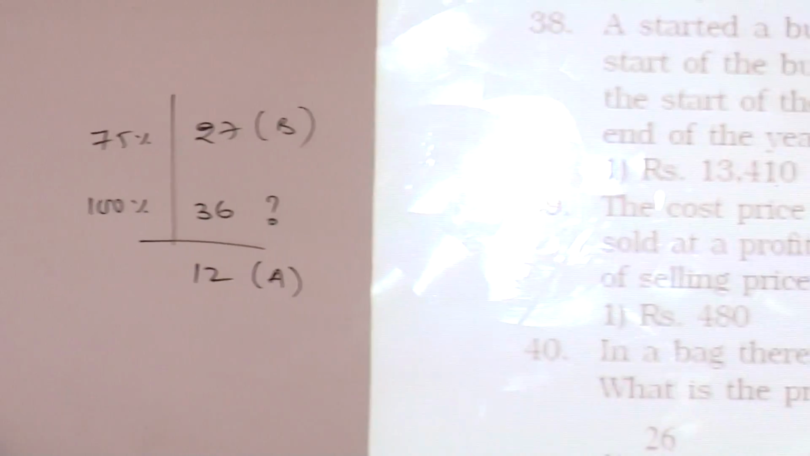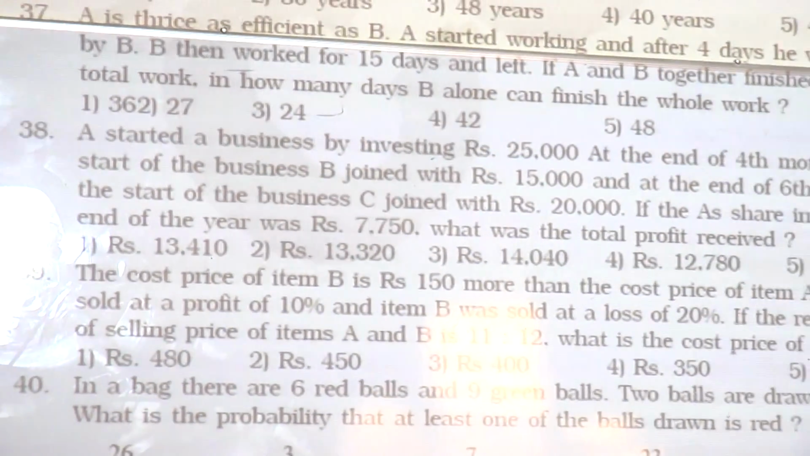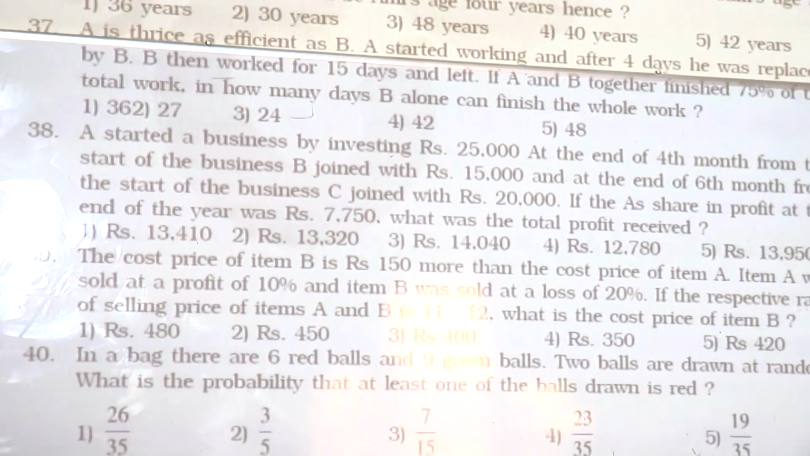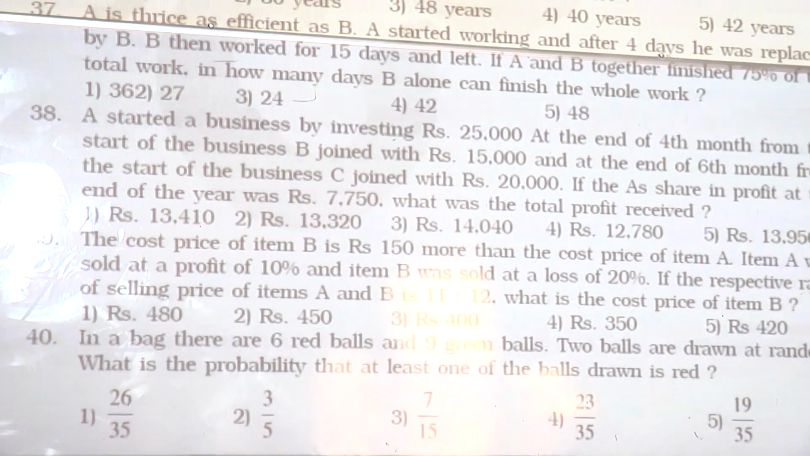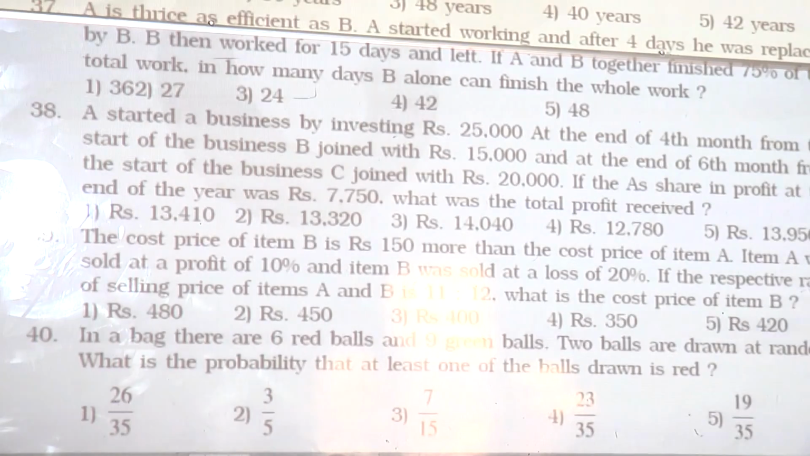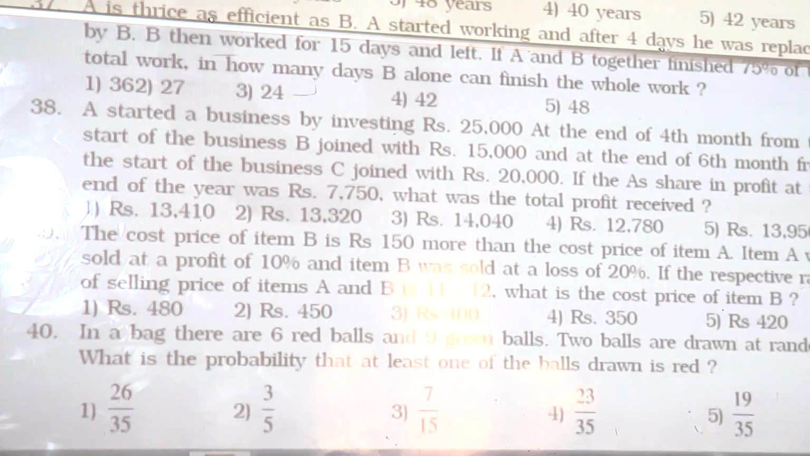Question 38. A started a business by investing 25,000. At the end of the 4th month from the start of the business, B joined with 15,000, and at the end of the 6th month from the start of the business, C joined with 20,000. If A's share in the profit at the end of the year was 7,750, what was the total profit received?